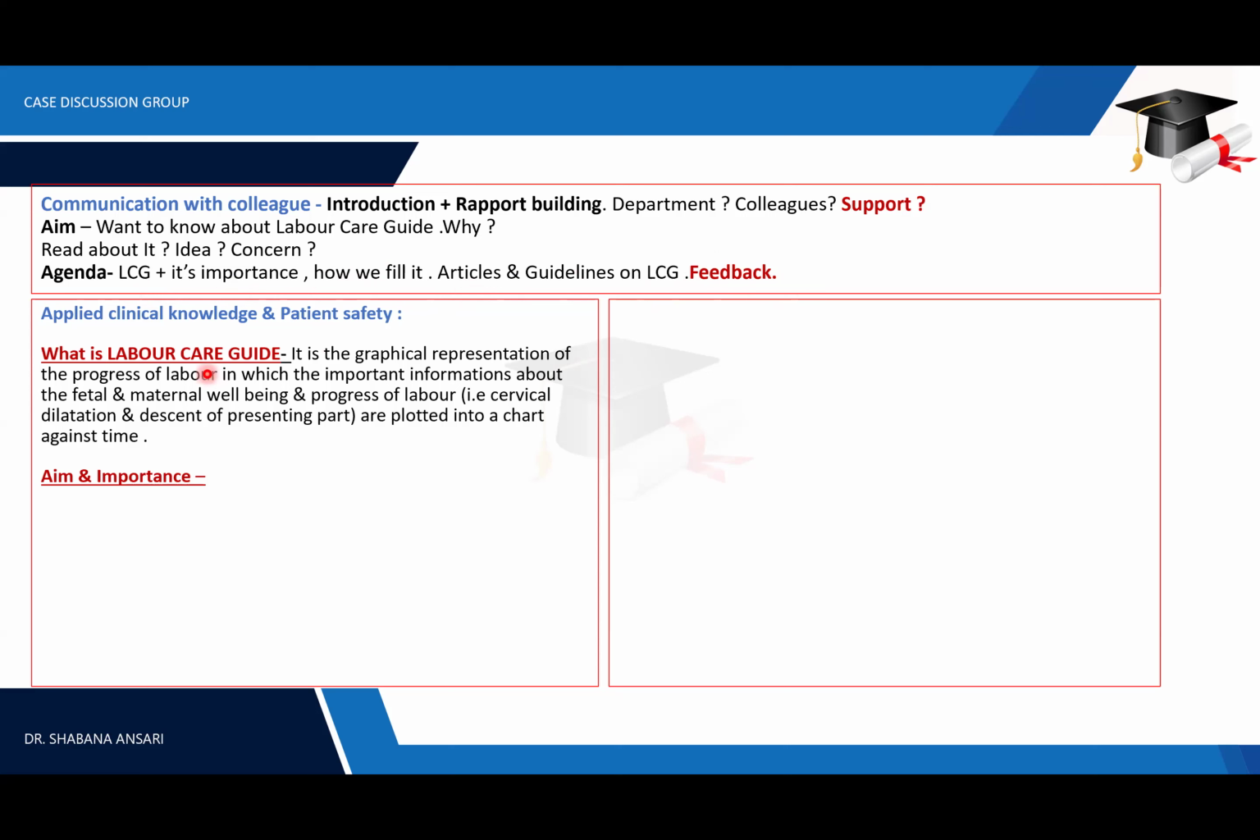All right, now coming to what is labor care guide. So just remember a few lines: it is a graphical representation of progress of labor in which important information about both fetal and maternal well-being and progress of labor are plotted into a chart against time. So by looking at the labor care guide, we will get information about fetal and maternal well-being and also about the progress of labor, that is cervical dilatation and descent of presenting part.